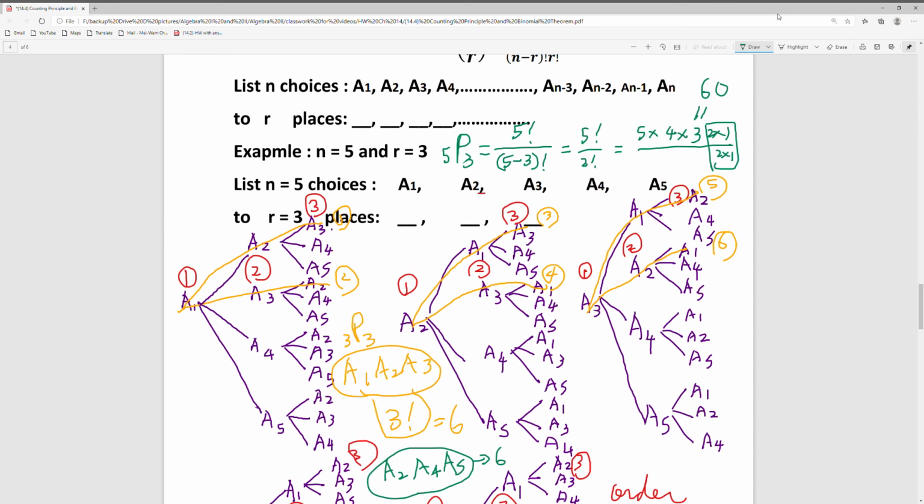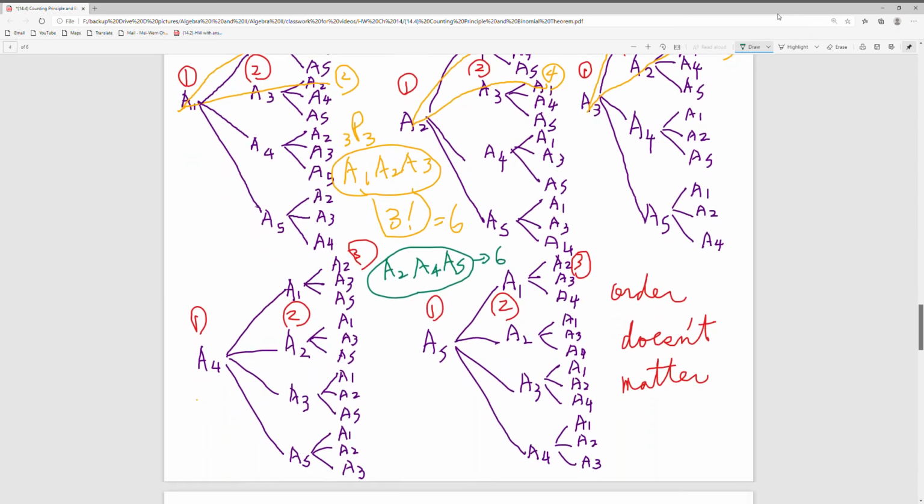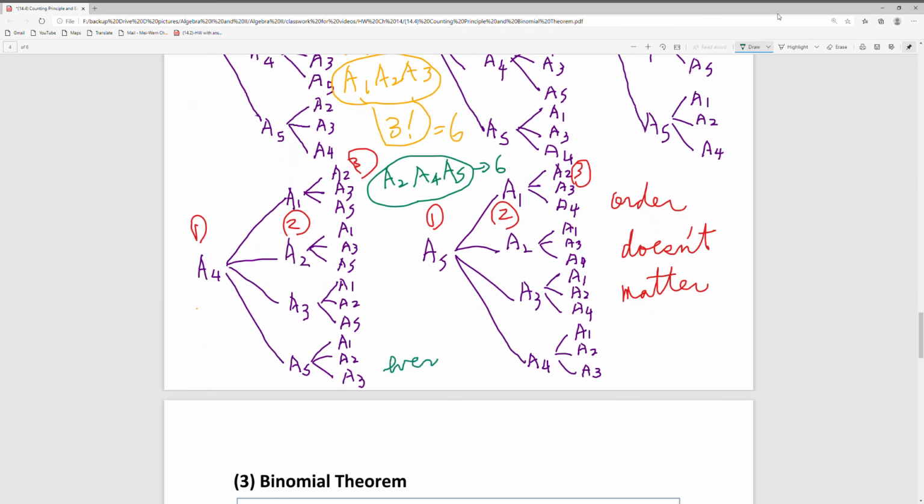Out of 5 you choose 3, that is 60. But among this 60, I want to find how many groups have the same choices. I consider A1, A2, A3 as one choice, and A2, A4, A5 as another choice. I don't care about the orders. So out of these 6, you can see how many groups. Every 6 is one group. Make sense? Okay. 6 out of the 60 is the same group.